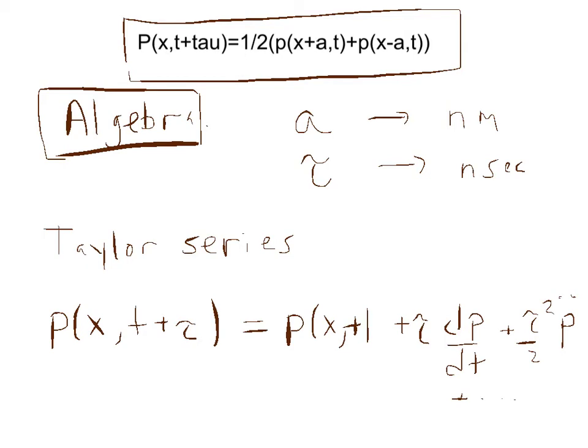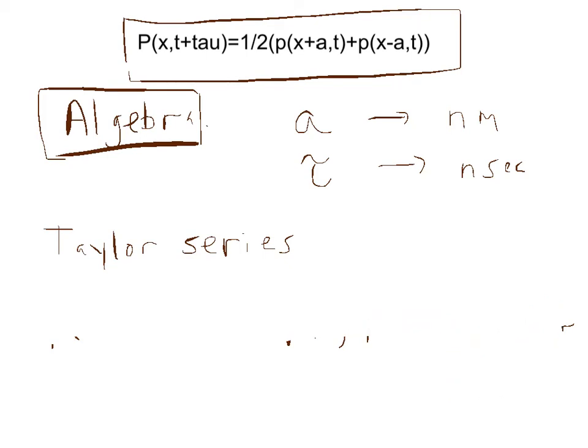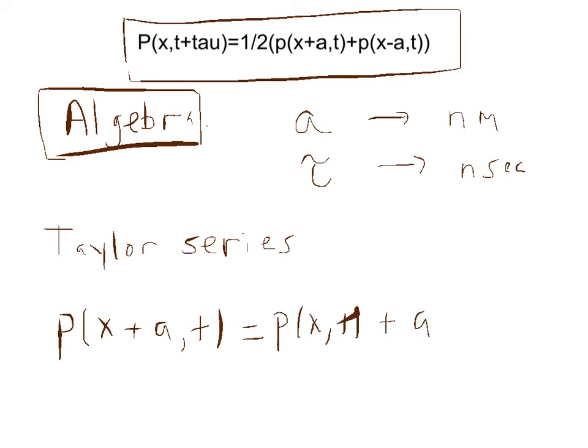Actually, let me just erase this. In fact, this might be the easiest way to do this. Then we can write the same Taylor series expansion for p of x, expanding as a function of x. If I write p of x plus a and t, then that is just p of x and t plus a times dp dx. This is going to be my notation for a derivative. That's dp dx, plus a squared over 2 times the second derivative of p, and so on. This is something that you'll learn in a calculus class.